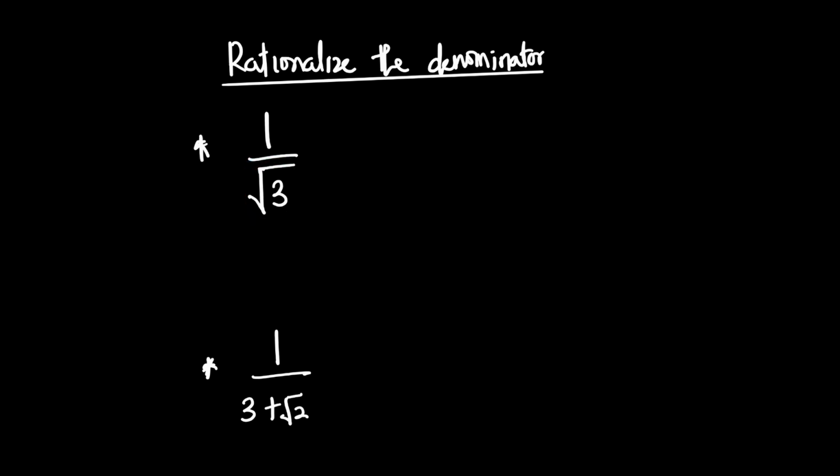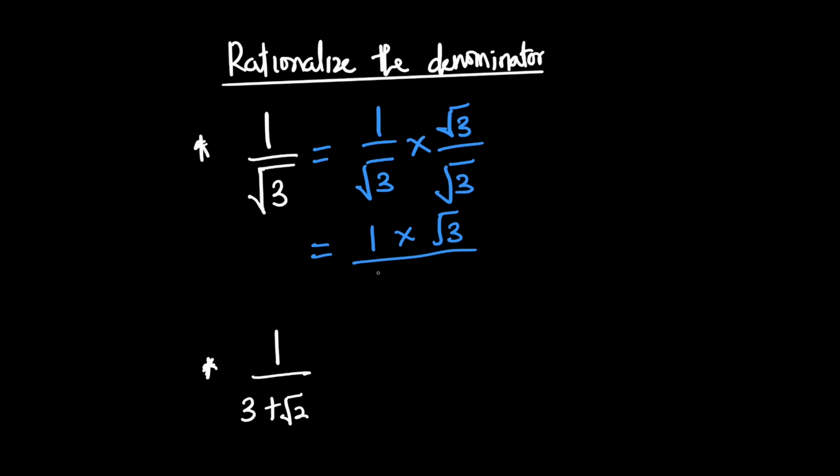So here's how we do it. To get rid of this square root sign, we are going to multiply. So you're going to have 1 over square root of 3 times square root of 3 over square root of 3. Now we can multiply, and that's going to give us 1 times square root of 3 all over root 3 times root 3.